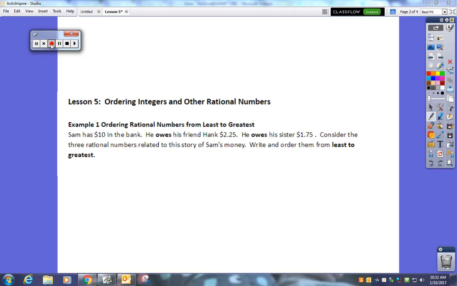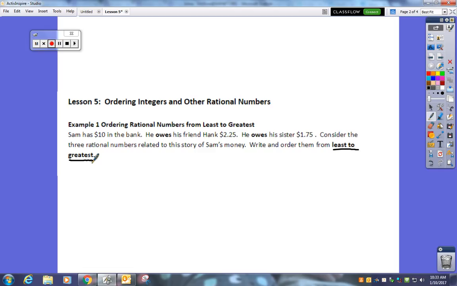Example 1 says Sam has $10 in the bank. He owes his friend Hank $2.25. He owes his sister $1.75. Consider the three rational numbers related to this story of Sam's money. Write and order them from least to greatest. So that's important, least to greatest.